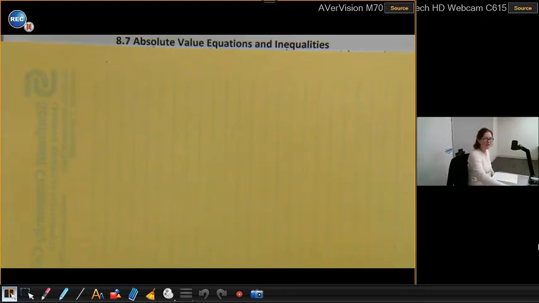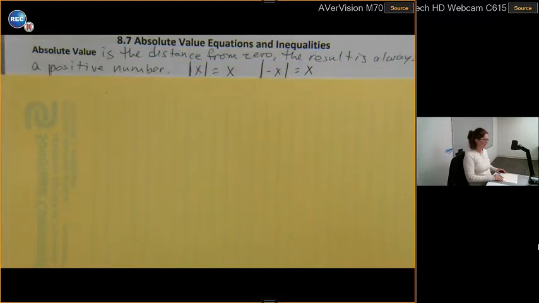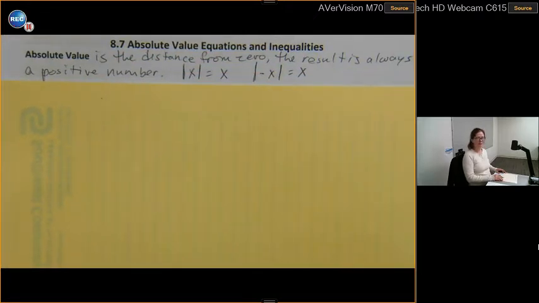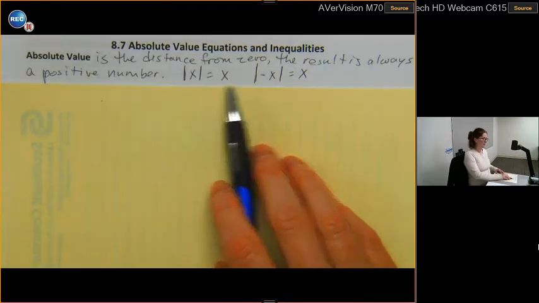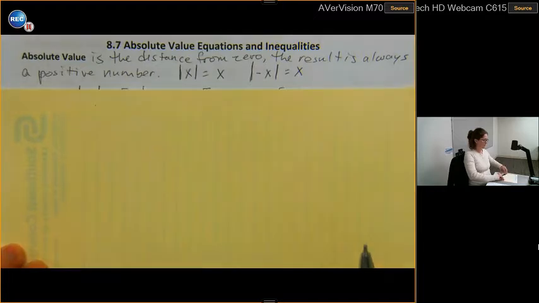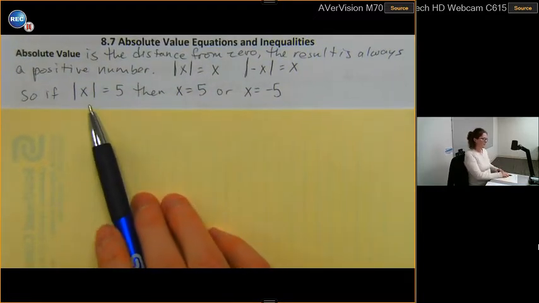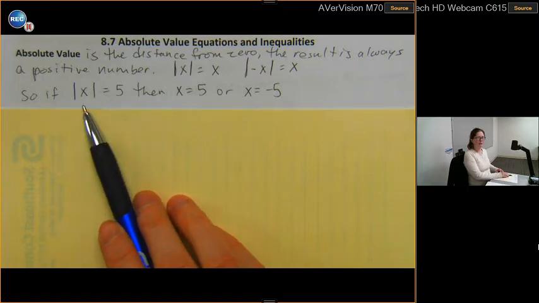Section 8.7, absolute value equations and inequalities. Just a reminder that absolute value is the distance a number is from zero, and the result is always a positive number. So no matter what I have inside the absolute value, if it's positive or negative, the answer is always positive. So what that means is, if I have something simple, like the absolute value of x equals 5, then x can either be positive 5 or x can equal negative 5.